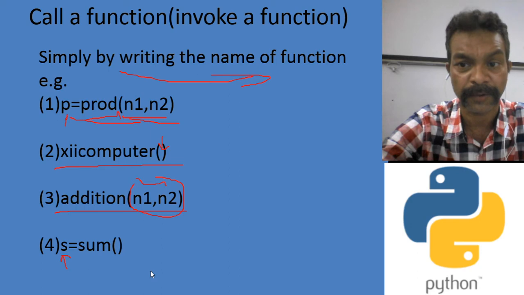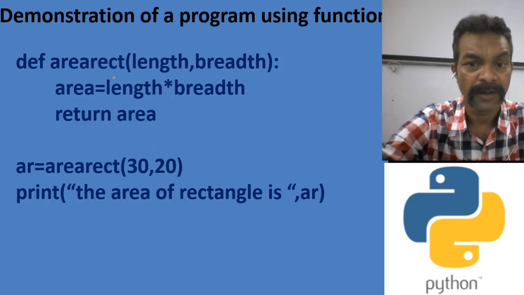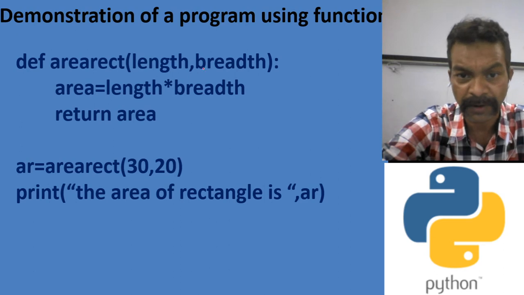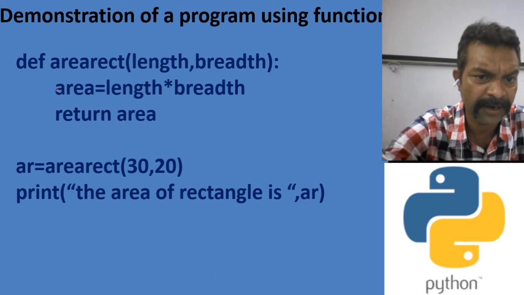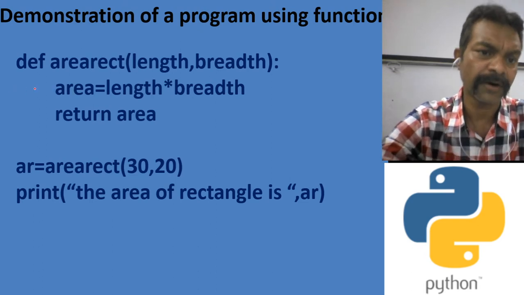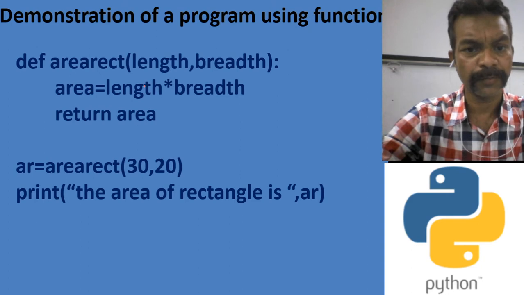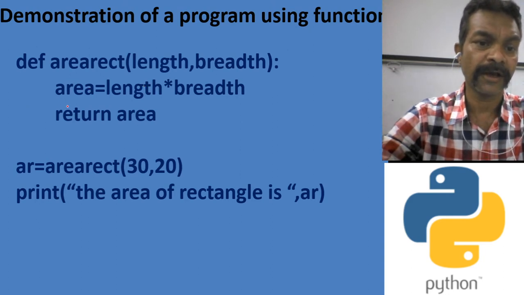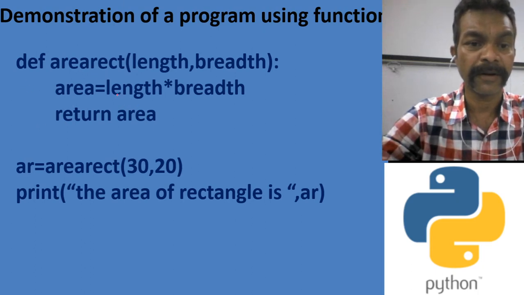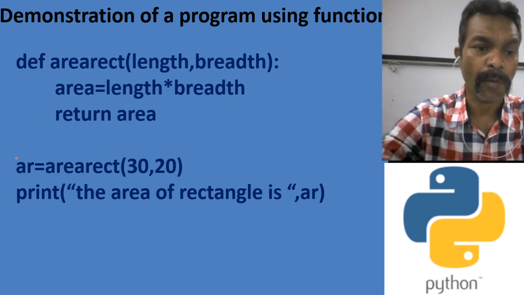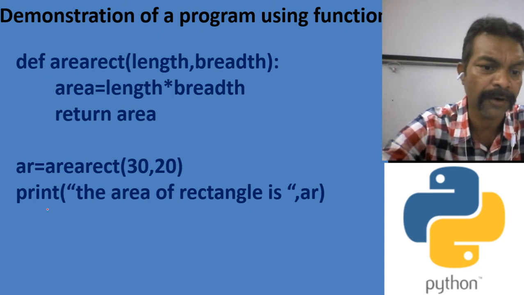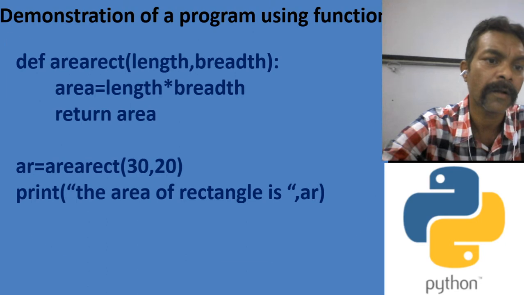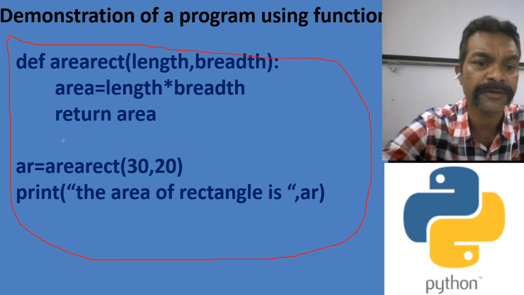Now we will write the program. See, this is our first program, a demonstration of a program using a function. So we are writing our program here. def area_rect length comma breadth. Keyword, name of the function, these two parameters. Statement: area is equal to length into breadth. Return. So this function is receiving parameters and has a return statement also. And this is the complete program, and this is our function.